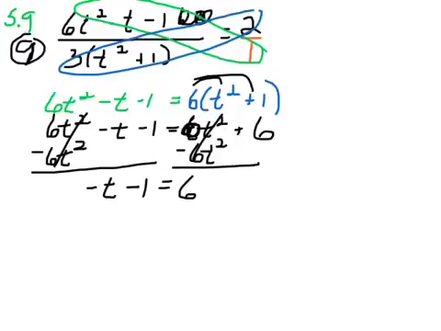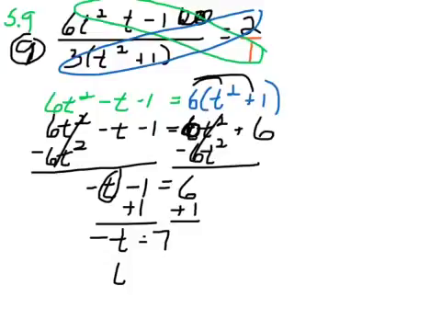As a matter of fact, if I want to solve for t, I could just add 1 to both sides now and get negative t is equal to 7. And then if I multiply both sides by negative 1 or divide both sides by negative 1, I would get t equals negative 7. And that's actually my answer there for number 9. And so that would simplify it a whole lot quicker than you might think.